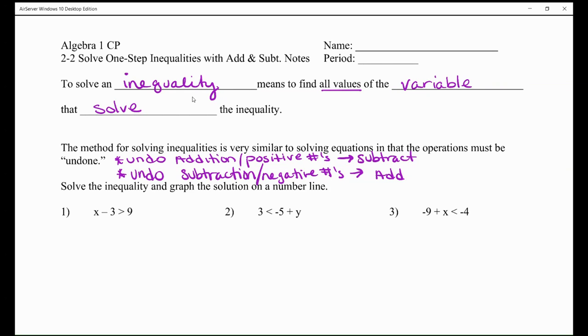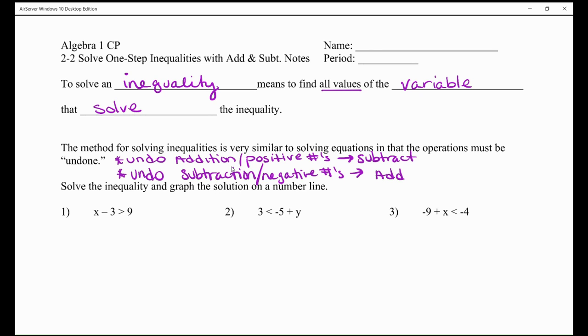These are the notes for 2-2, solving one-step inequalities with addition and subtraction. First up, to solve an inequality means to find all of the values of the variable that solve that inequality. The method for solving inequalities is very similar to solving equations in that operations must be undone.